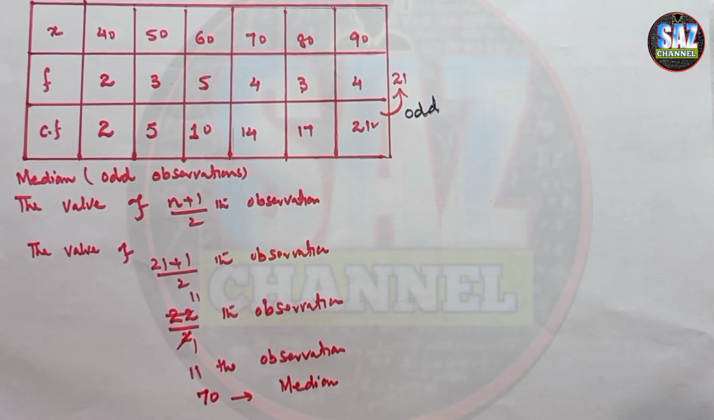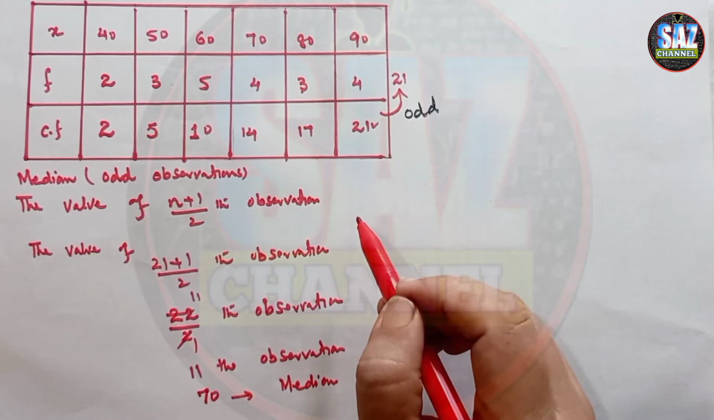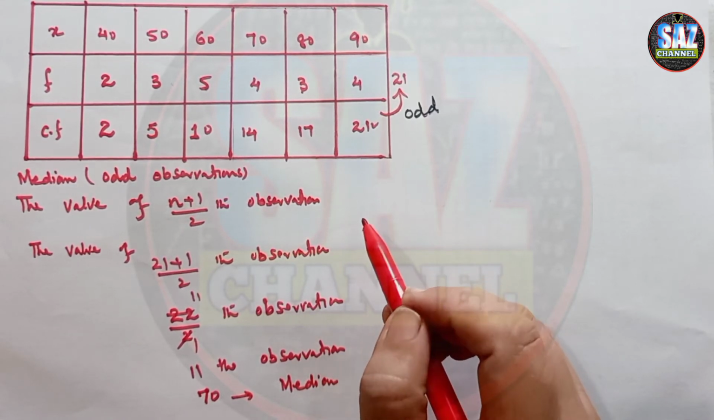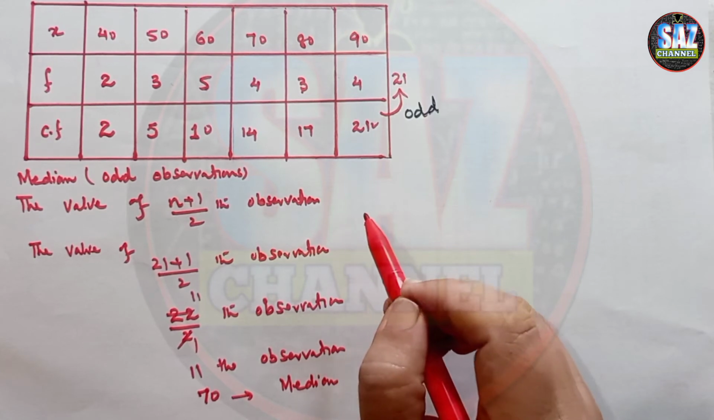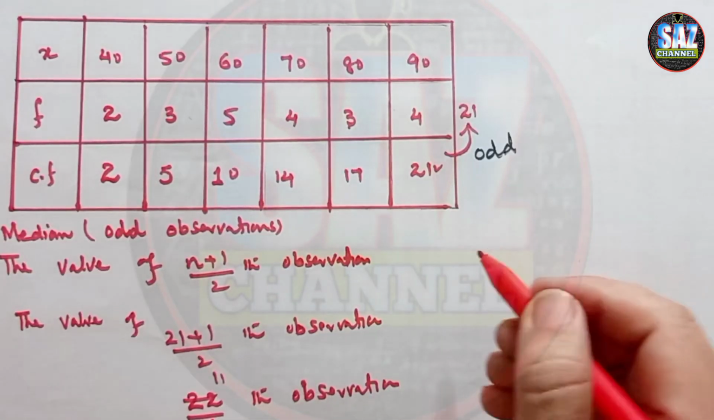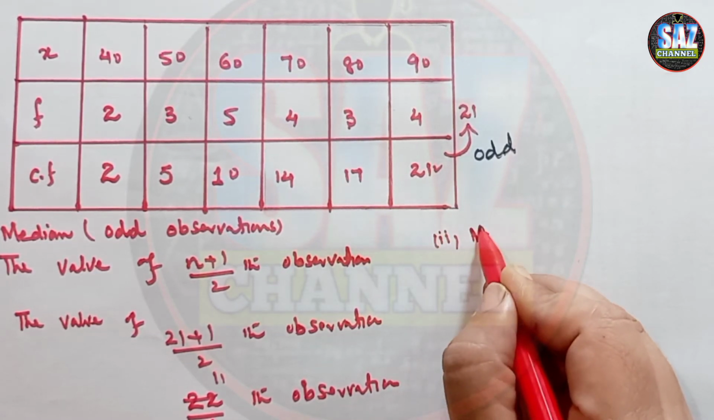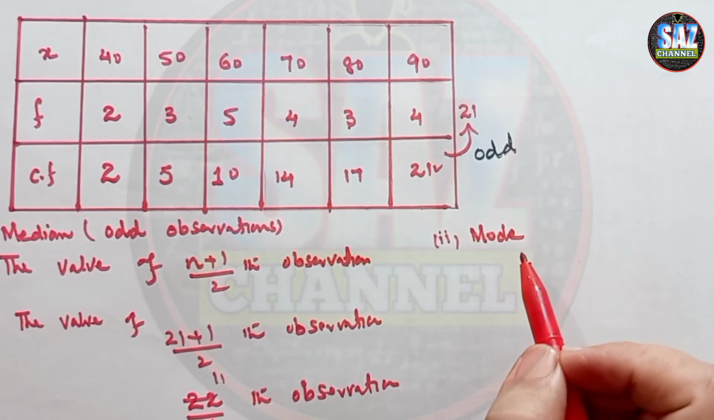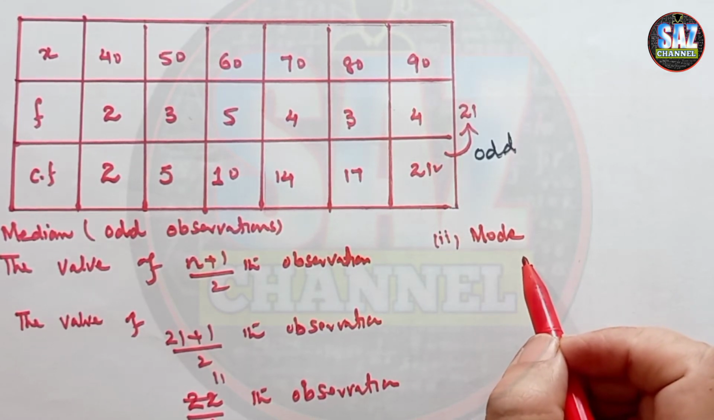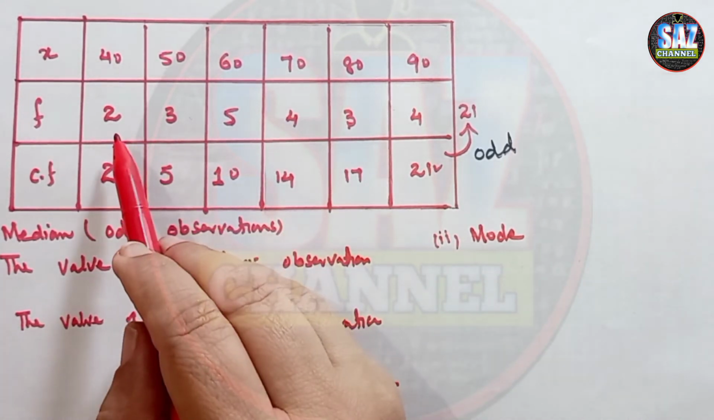I hope you are clear about how to find the median for grouped odd data. Now the second problem that we are going to discuss is finding the mode of the same data. For the grouped frequency table, mode is the number that has the largest frequency in front of it.